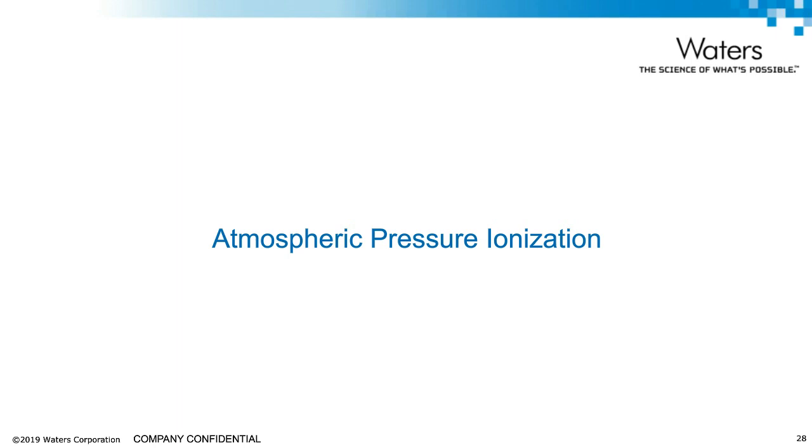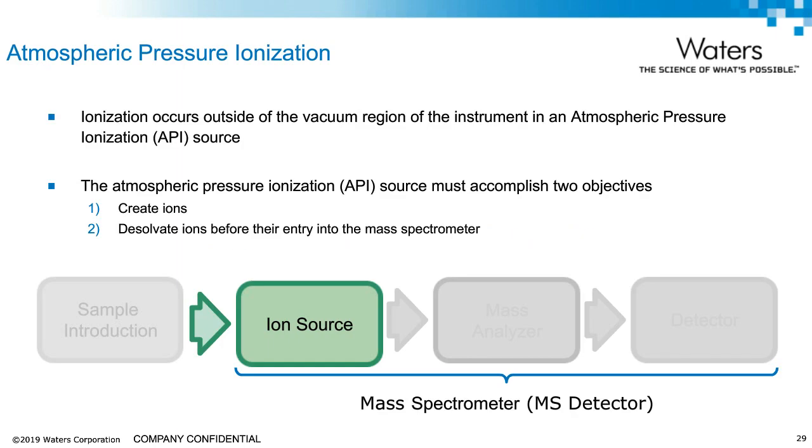Ionization at atmospheric pressure requires that the source must not only create ions, but any solvent associated with them must be removed before they enter the mass spectrometer. This process is known as desolvation. This process can involve the use of gas and heating of the ion source to ensure the desolvation process is efficient, and it is critical to ensuring good sensitivity for the mass spectrometer.